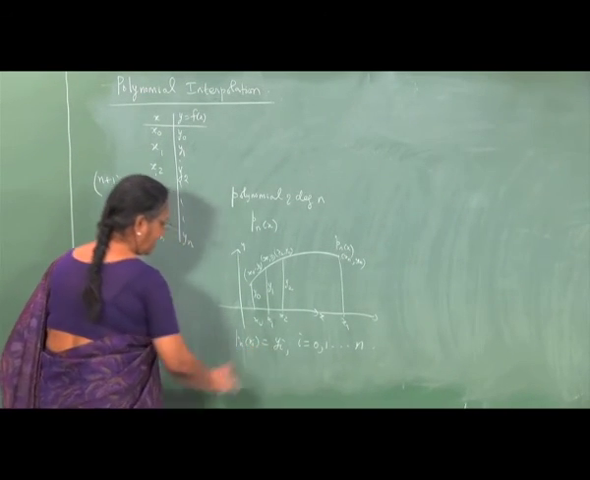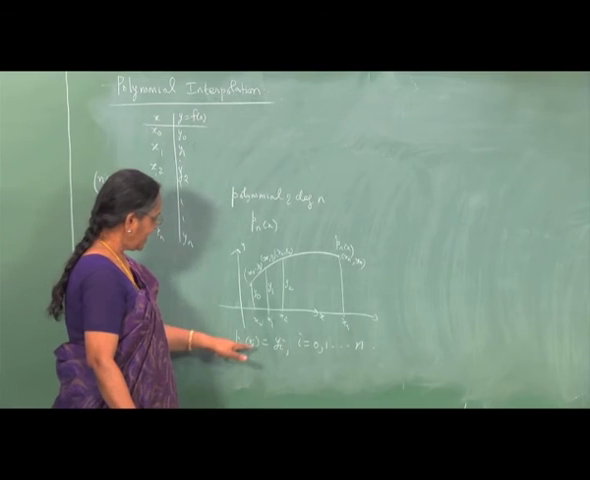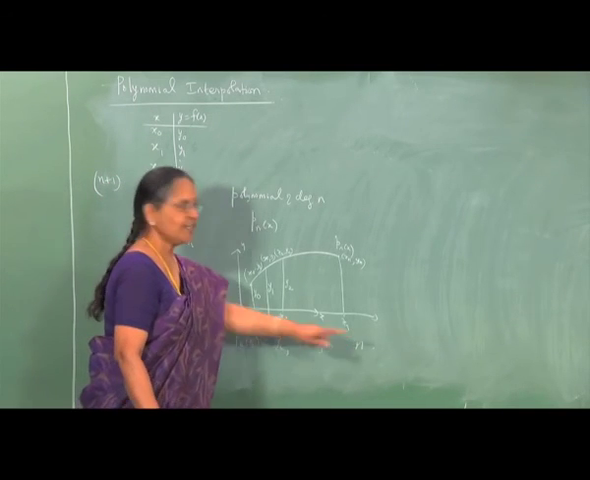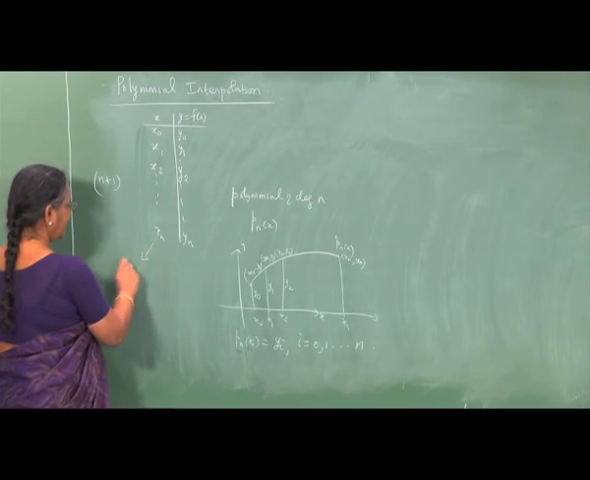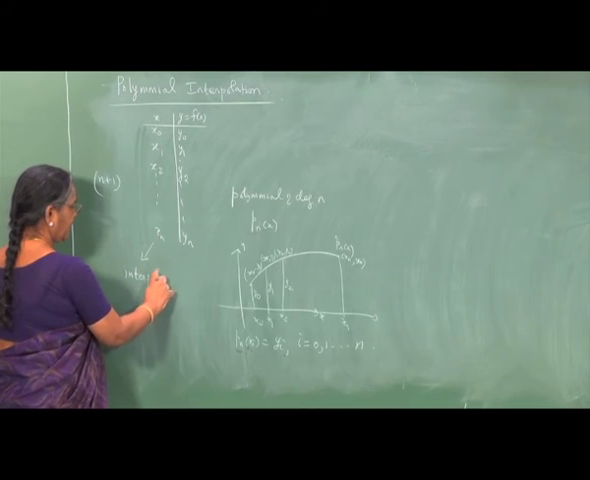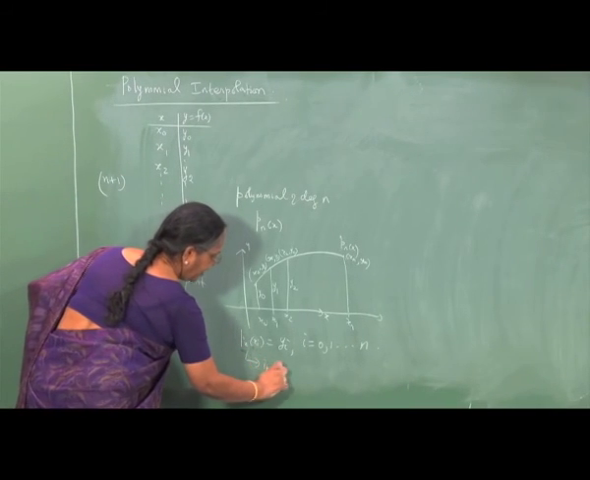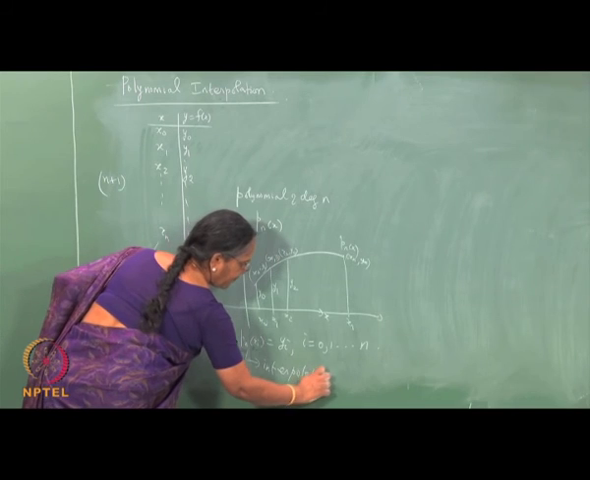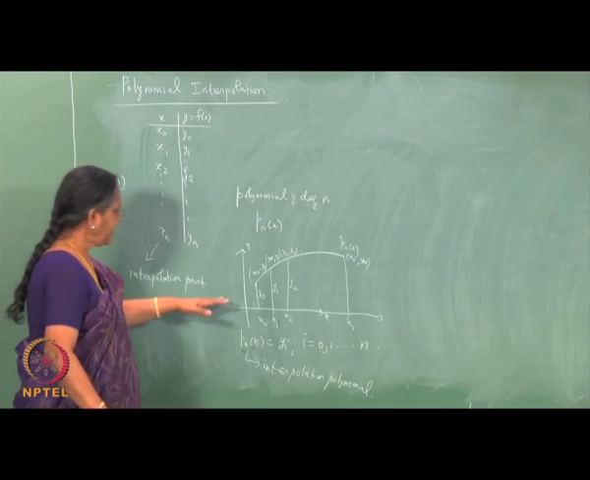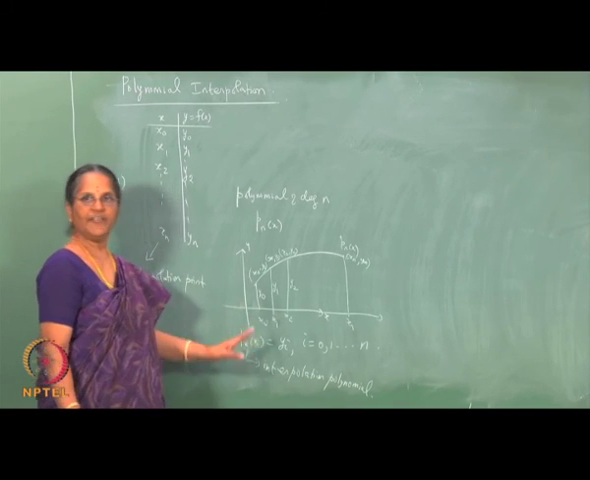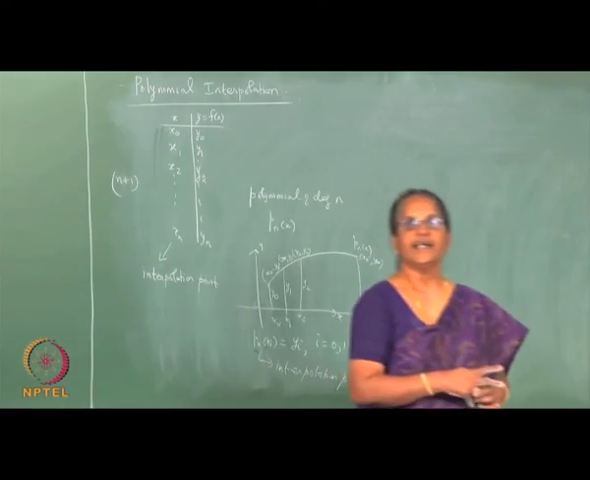In this case, we say that the polynomial interpolates the function f of x at the points xi for i equal to 0 to n. We call these points x0 to xn as interpolation points, and the polynomial is called the interpolation polynomial. So, mathematically we want to obtain a polynomial of degree n that fits a given set of n plus 1 data points.